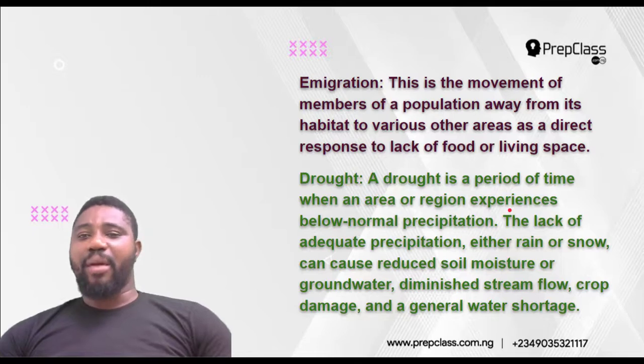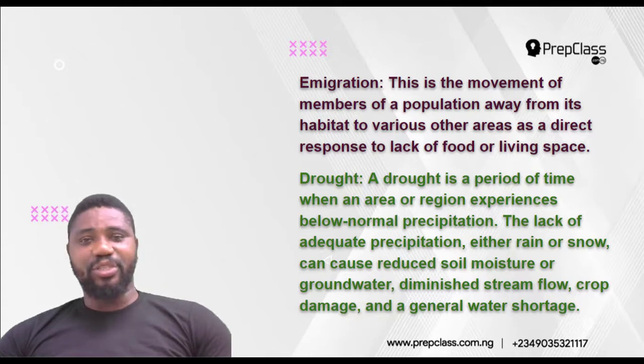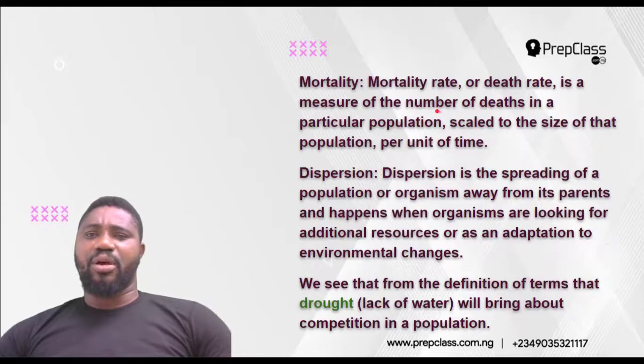Also, let's use plants for example. Let's say in an area during the dry season, what do you think will happen? Those plants that are better adapted to drier soil will be able to survive. Those other ones that cannot adapt to drier soil will wilt and die away. You see, drought will definitely bring about competition between populations of organisms.